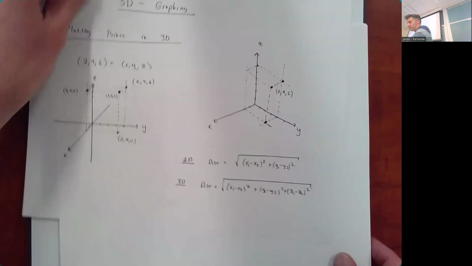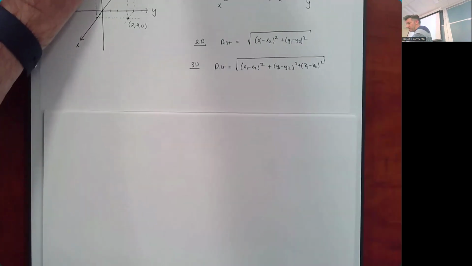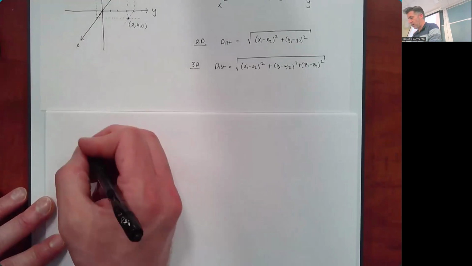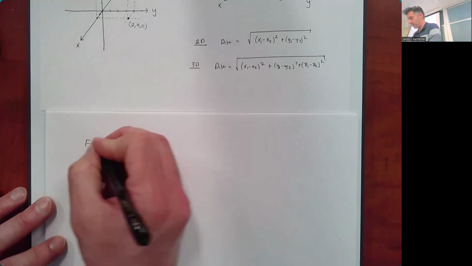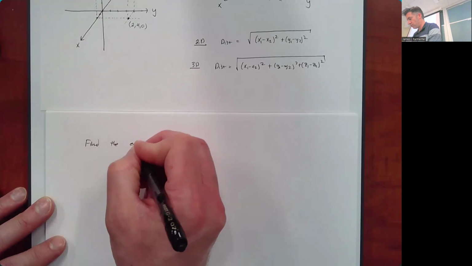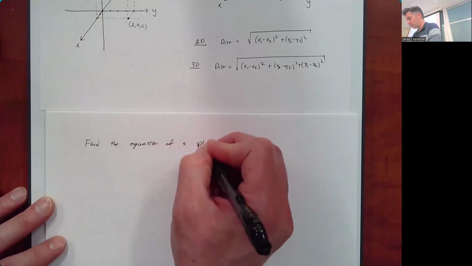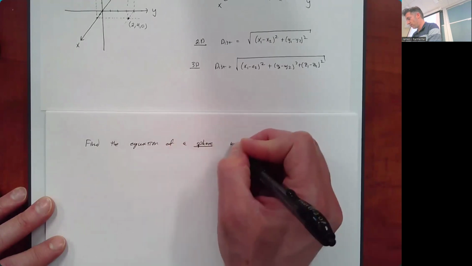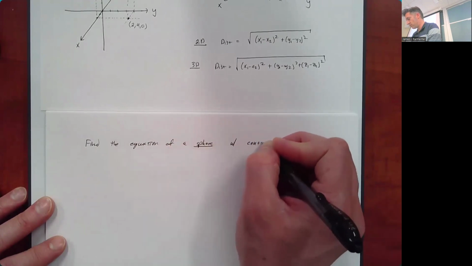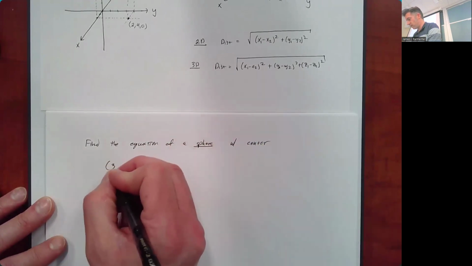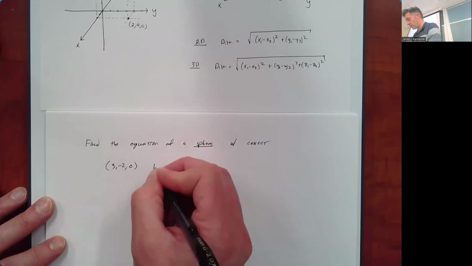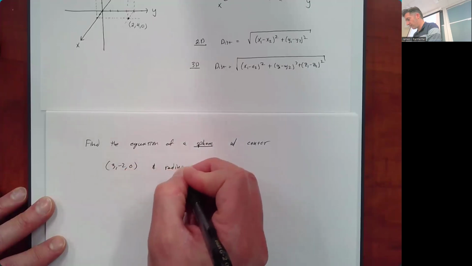So something we like to do with this is to say, I want to find the equation of a sphere with center (3, -2, 0) and radius 4.